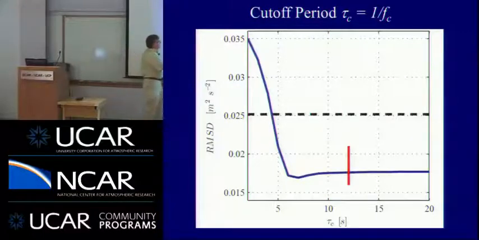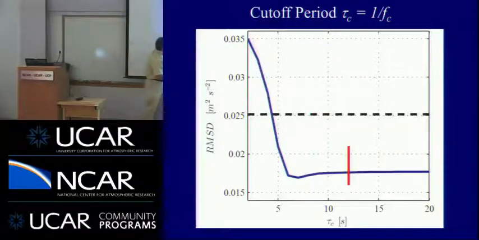It turns out that if you pick a cutoff frequency, or this is a cutoff period, just 1 over FC, that is too low, say, a couple of seconds, you can actually do worse than no motion correction, right?